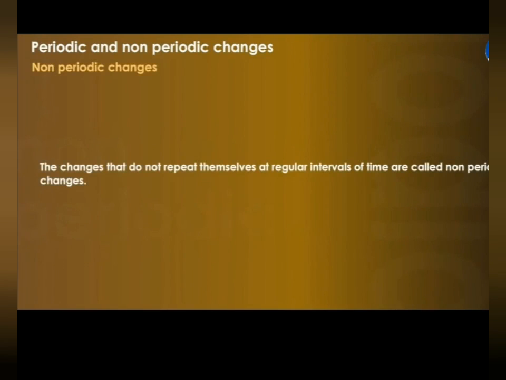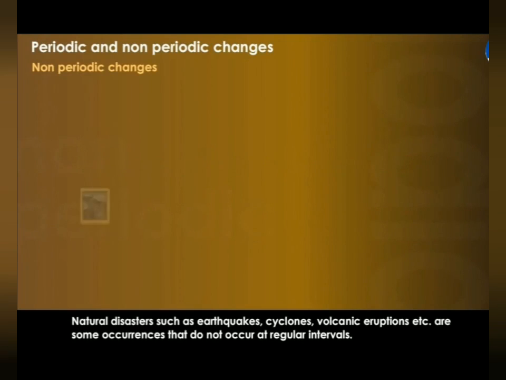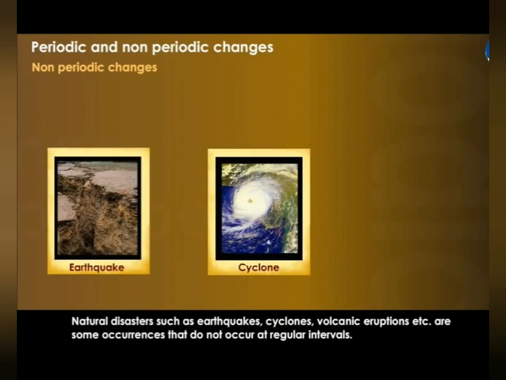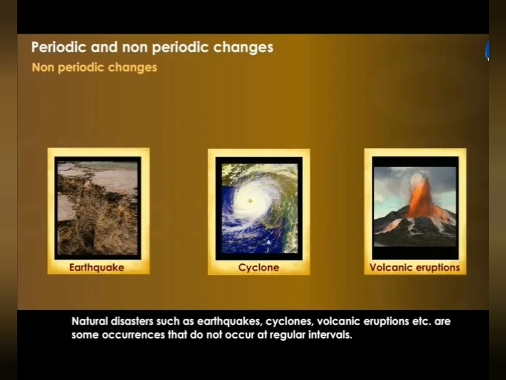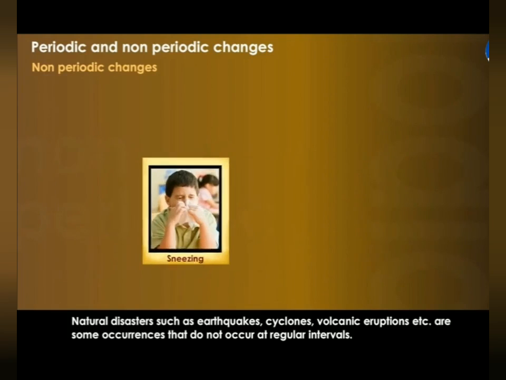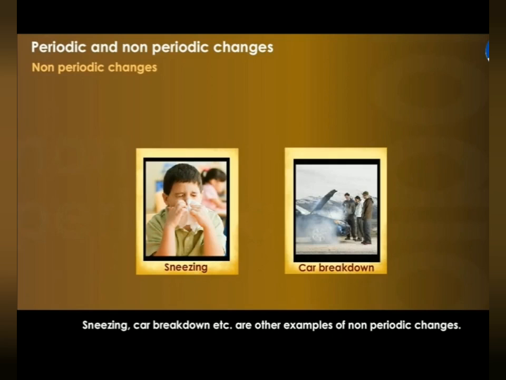Non-periodic changes. The changes that do not repeat themselves at regular intervals of time are called non-periodic changes. Natural disasters such as earthquakes, cyclones, volcanic eruptions, etc. are some occurrences that do not occur at regular intervals. Sneezing, car breakdown, etc. are other examples of non-periodic changes.